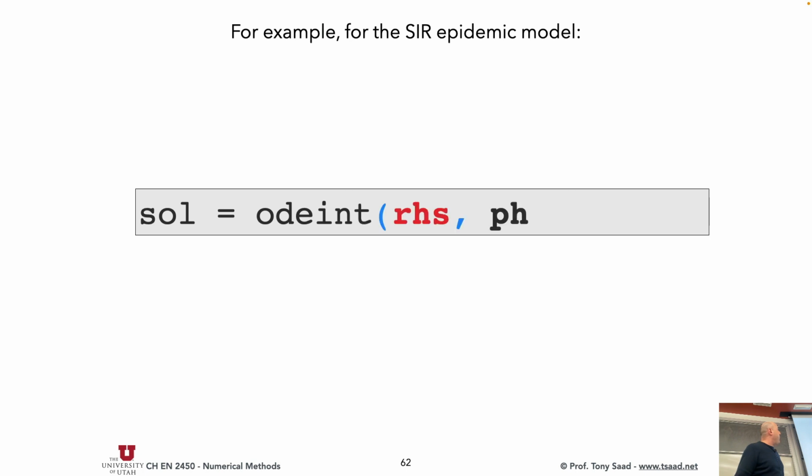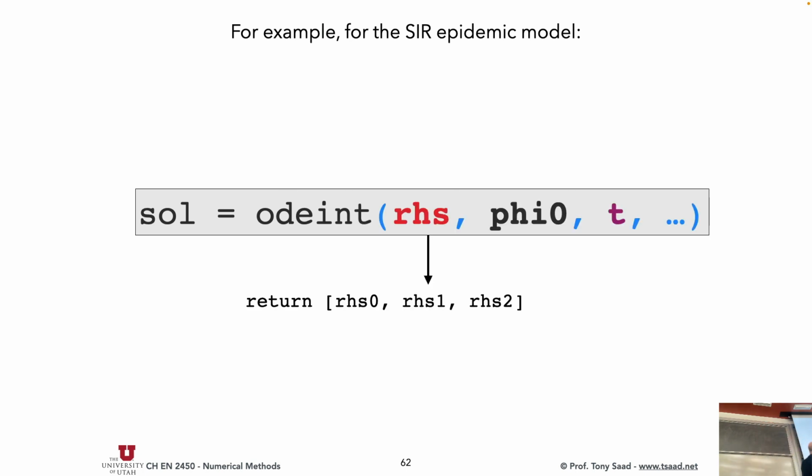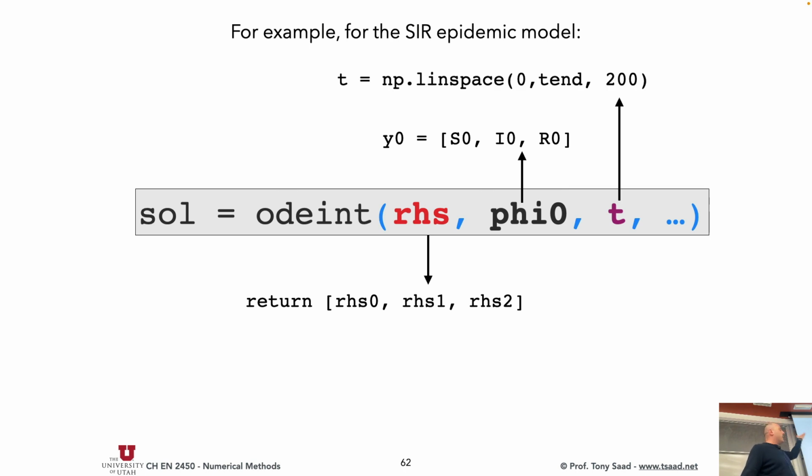So for example, for the SIR pandemic model, your right-hand side is going to return right-hand side 0 for S, right-hand side 1 for I, and right-hand side 2 for R, recovered. And then your phi 0 is going to be the initial condition on susceptible, the initial condition on infected, and the initial condition on recovered. And finally, T is just like a linspace, like we did last time.